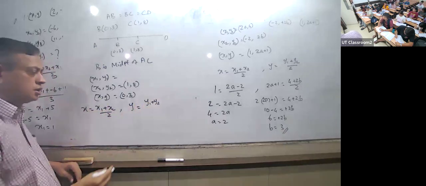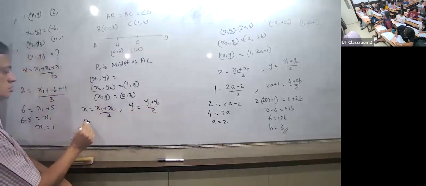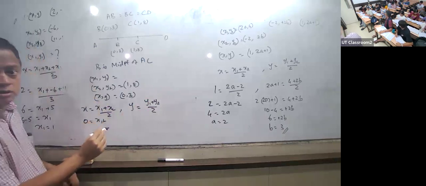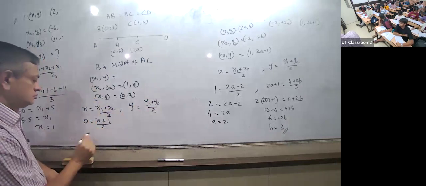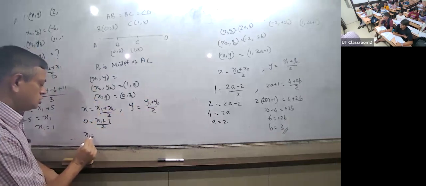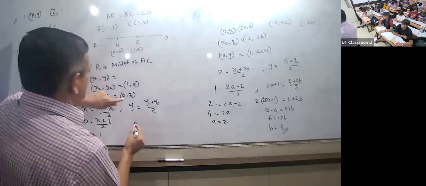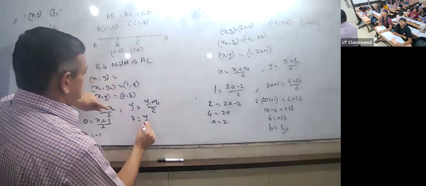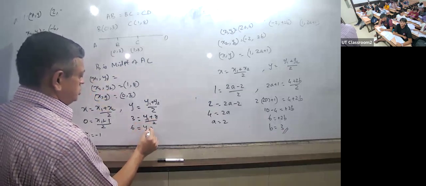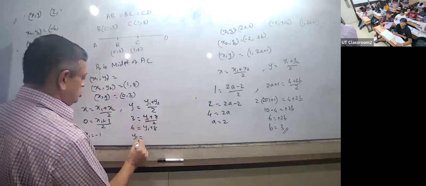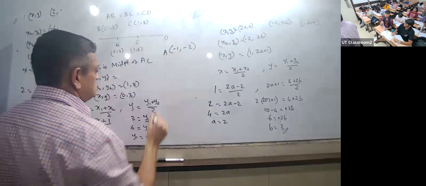Look here, 0. x1 is equal to -1. And y: 3 is equal to (y1 plus 8) by 2, so 6 is equal to y1 plus 8. y1 is equal to -2. Therefore, the coordinate of A is (-1, -2).